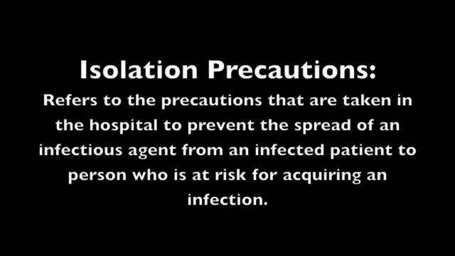First, let us define some terminology. Isolation precautions refer to the precautions that are taken in the hospital to prevent the spread of an infectious agent from an infected patient to a person who is at risk for acquiring an infection. These isolations include airborne, contact, and droplet precautions, which we will define later in this presentation.